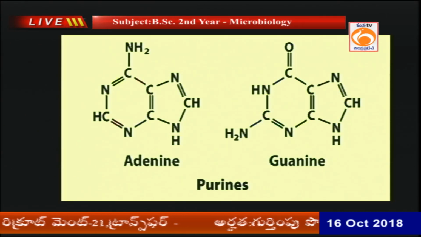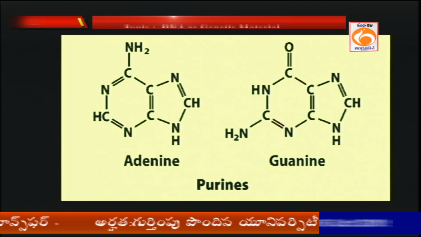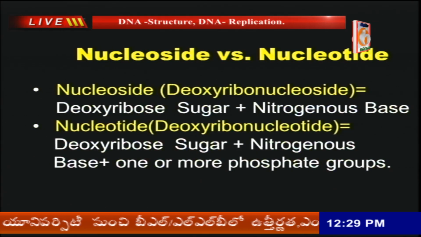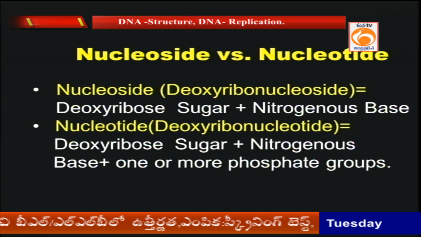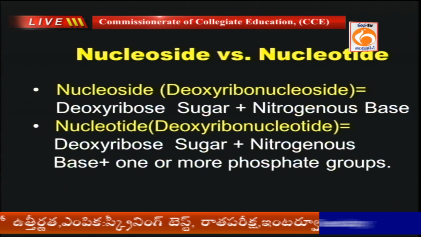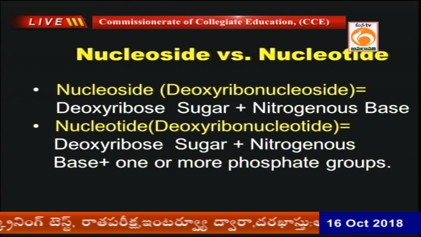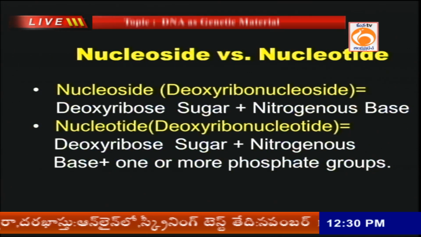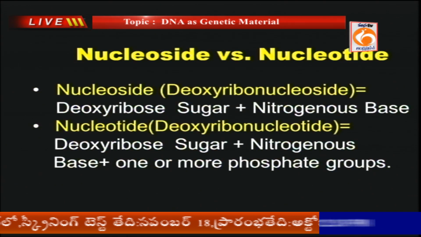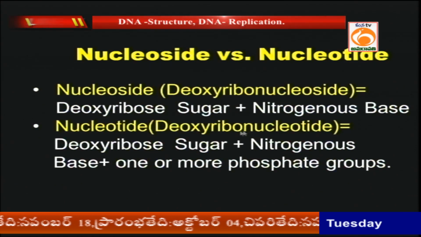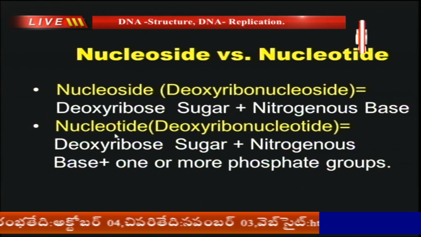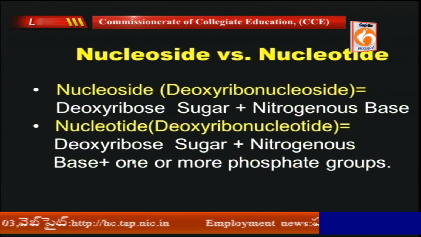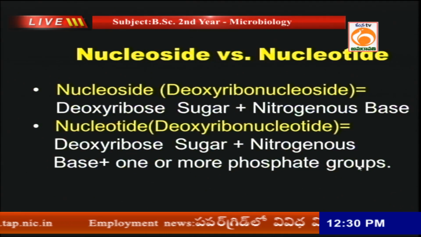They are read in anti-clockwise direction. Once we know the structural components in DNA, we must focus on the differences between nucleosides and nucleotides in DNA. A nucleoside is formed when a deoxyribose sugar joins to a nitrogenous base, whereas a nucleotide is formed when a nucleoside joins to one or more phosphate groups.